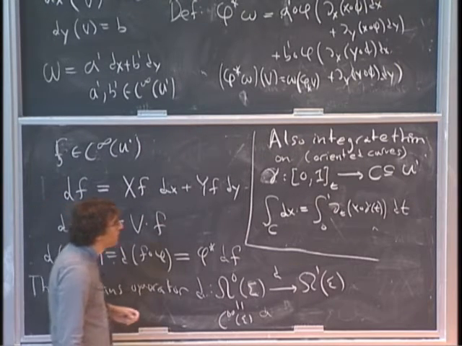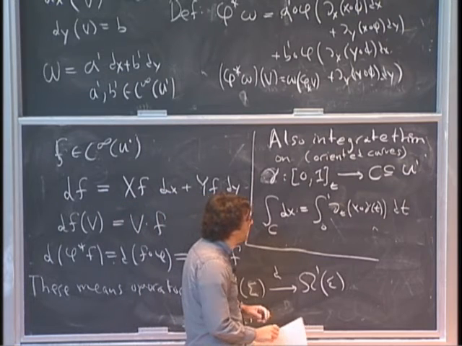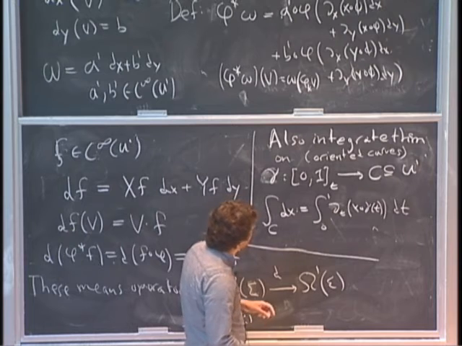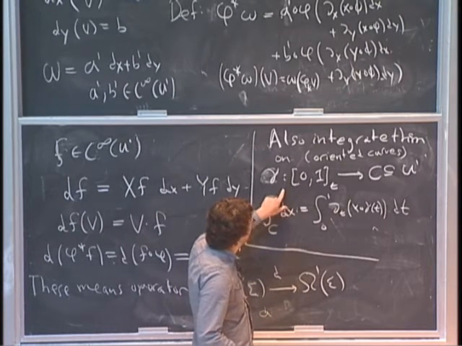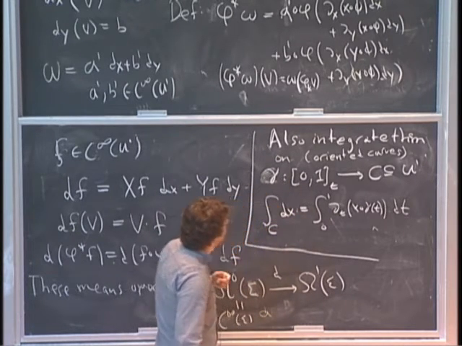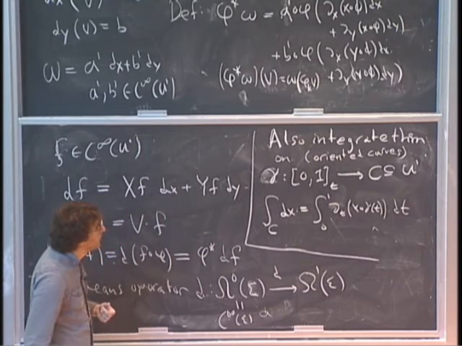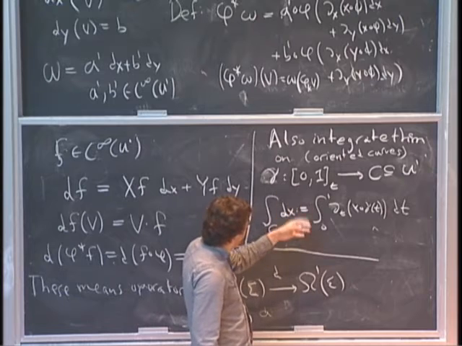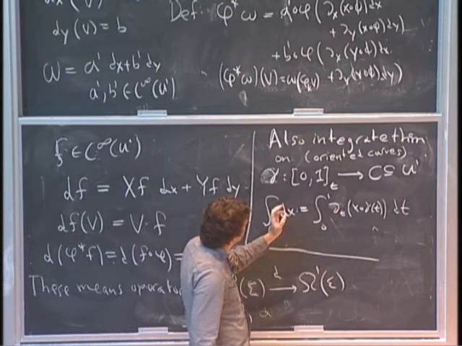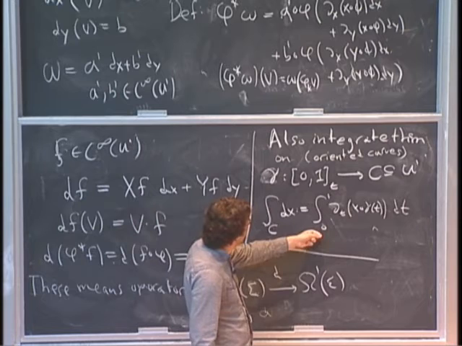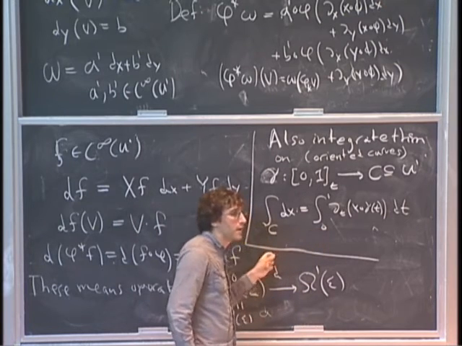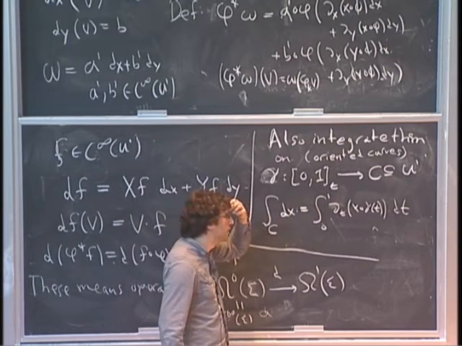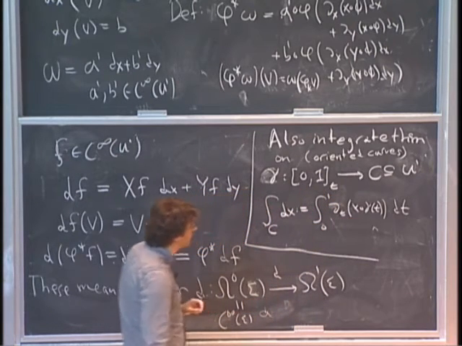What the point about this, though, which is the useful part, is that if you work this out, if you reparameterize gamma, so you compose with some new map from [0, 1] to itself, a diffeomorphism, then this definition actually gives you the same value. So it's really an integral of the curve C and not of the choice of parameterization, even though in the definition the parameterization appears.